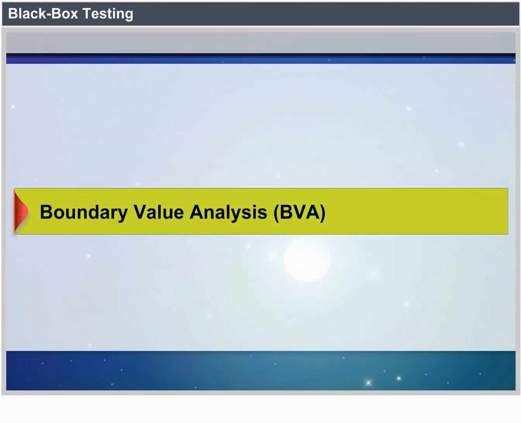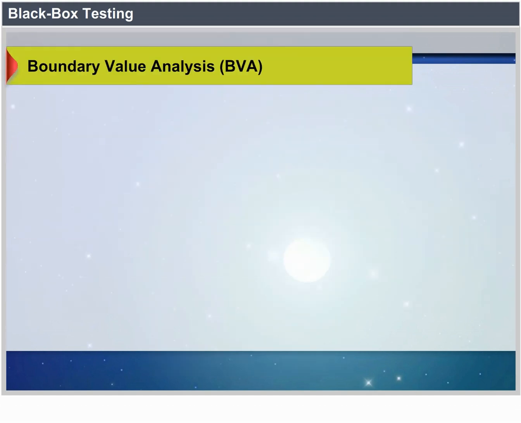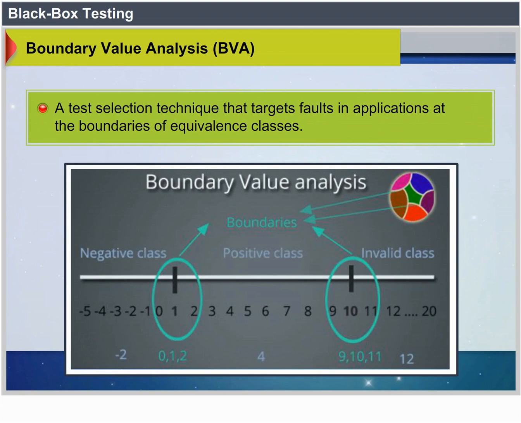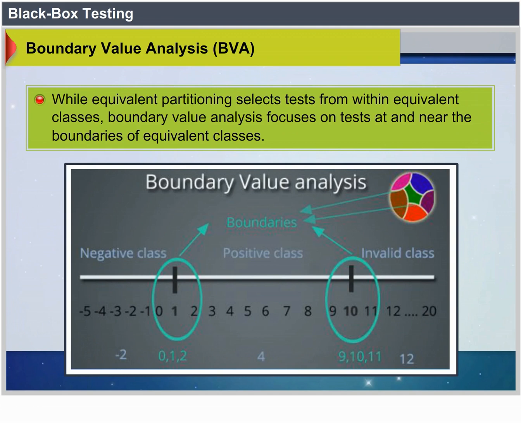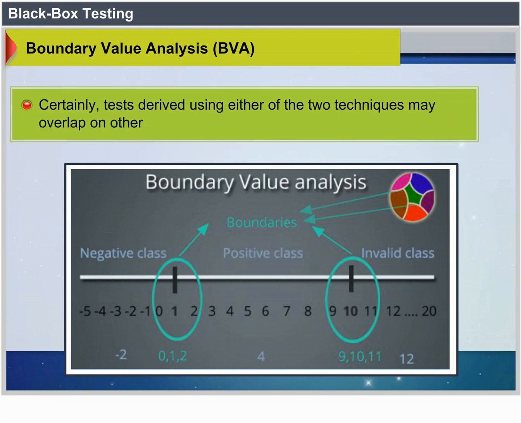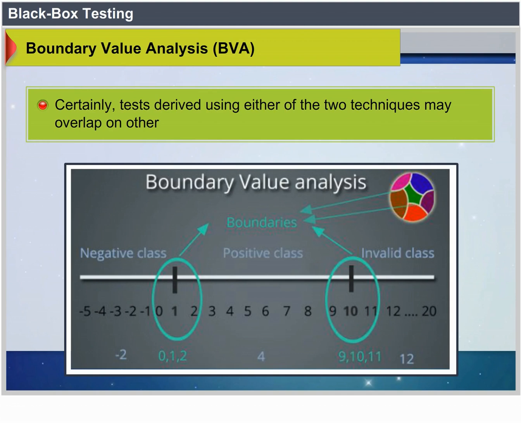Boundary Value Analysis, BVA. A test selection technique that targets faults in applications at the boundaries of equivalence classes. While equivalence partitioning selects tests from within equivalence classes, boundary value analysis focuses on tests at and near the boundaries of equivalence classes. Certainly, tests derived using either of the two techniques may overlap.